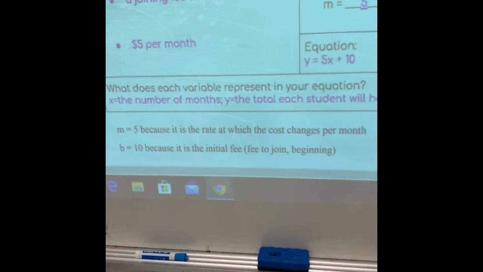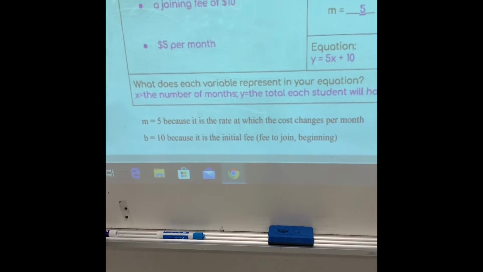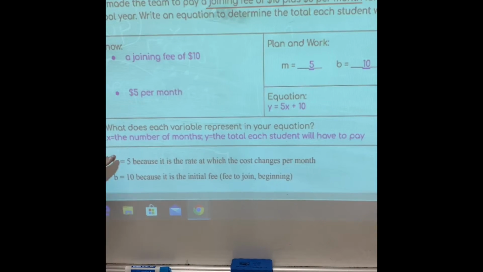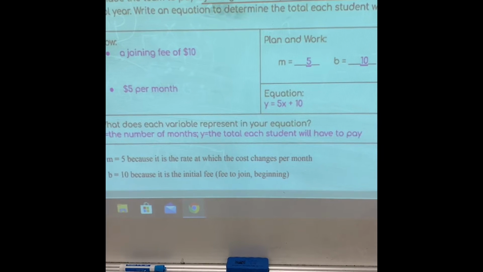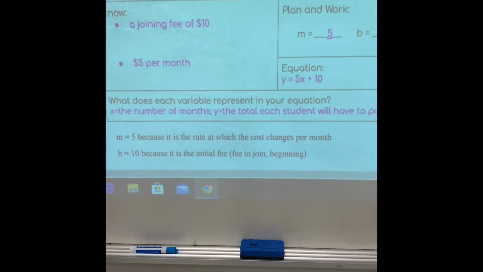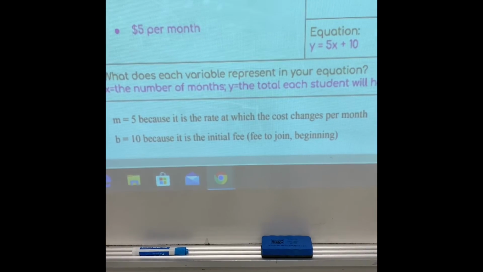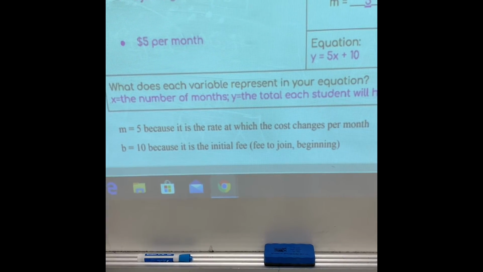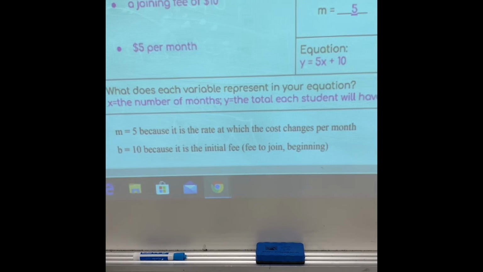As you look at this, it was summed up very nicely for you here. X represents the number of months. Y is the total each student will have to pay. M is 5 because it's the rate at which the cost changes per month. And B is 10 because it's a one-time fee, an initial fee to join.